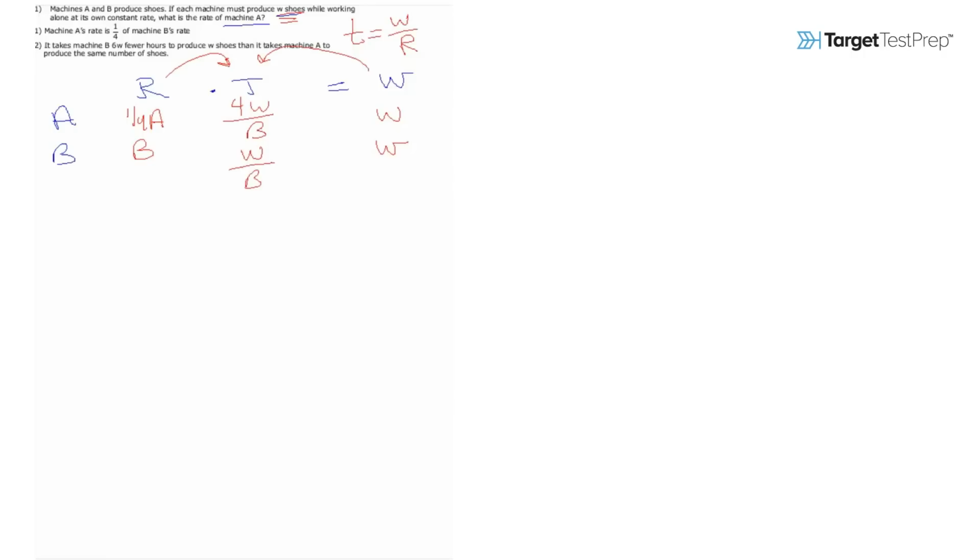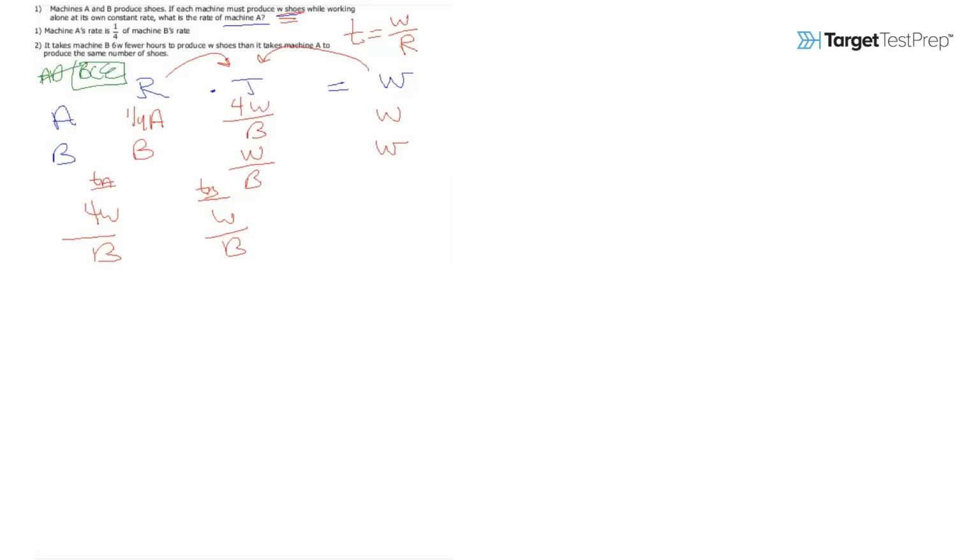And we want to know the rate of machine A. Well, we have 4W over B, and we have W over B. It's the time of A and the time of B. But without more data, there's nothing we can do with these. It's difficult to come up with a numerical value here. It's just variables. Remember, as a data sufficiency question, we absolutely need to see whether we can get a unique constant value. So this is not going to work. Nothing we can do here. So we'll say A and D are out, and we're down to either B, C, or E.